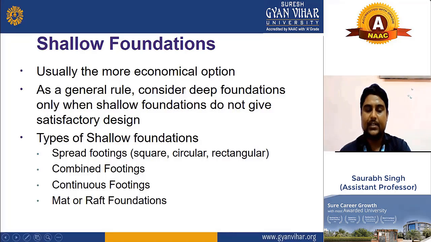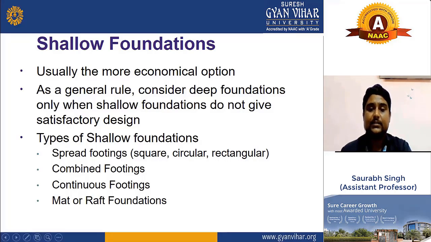Now we will see the types of shallow foundation. The first one is spread footing. Spread footing is also categorized into three parts, as you can see here: square, circular, and rectangular. By the name you can understand the shape of these foundations, because square means it will be in square form, circular in circular form, rectangular in rectangular form. If you are a civil engineer, you must know the difference between square and rectangular.